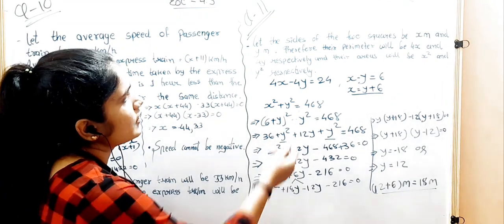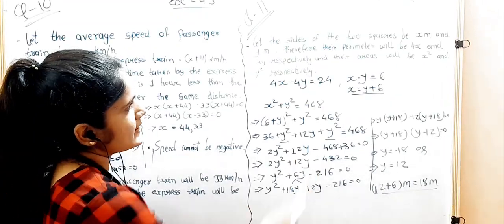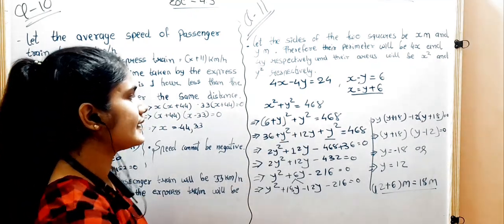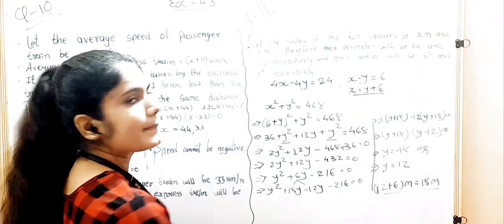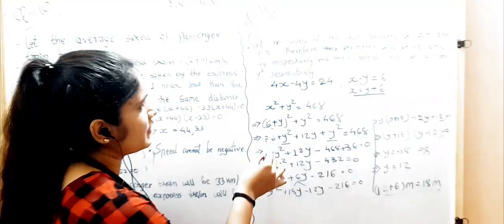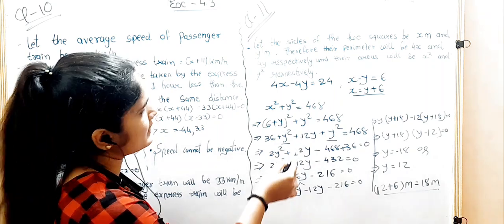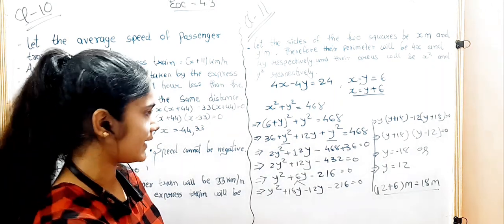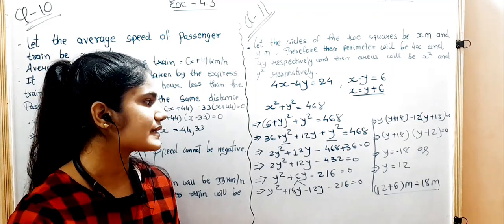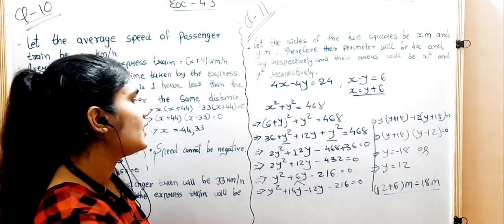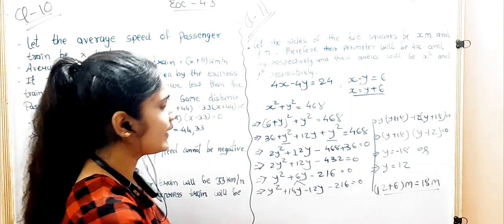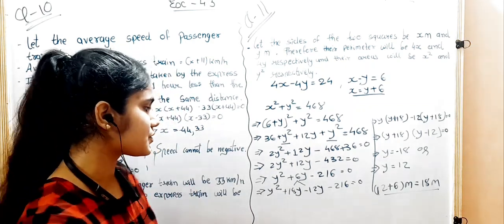The sum of the areas of both of them is equal to 468. So x square plus y square is equal to 468. But x is equal to y plus 6. So we will substitute the value of x in the equation. So it will be (y plus 6) whole square plus y square is equal to 468. 36 plus y square plus 12y plus y square is equal to 468. By equating it, we get the quadratic equation y square plus 6y minus 216 is equal to 0.